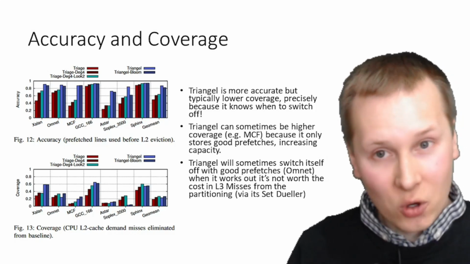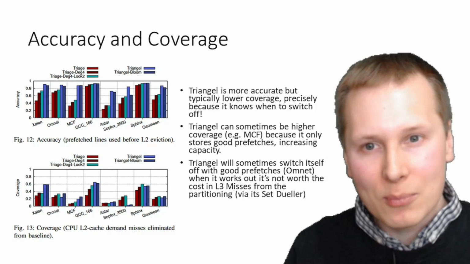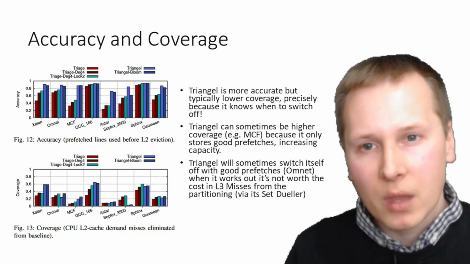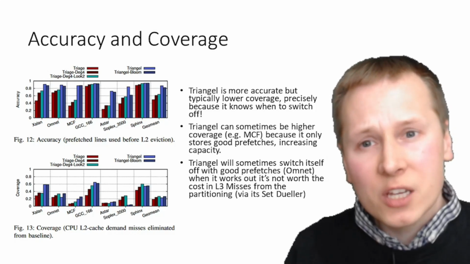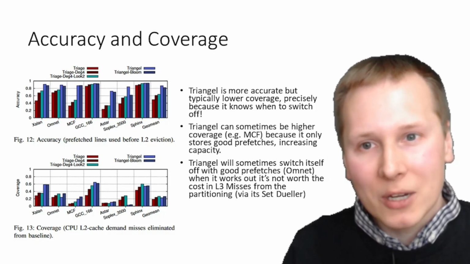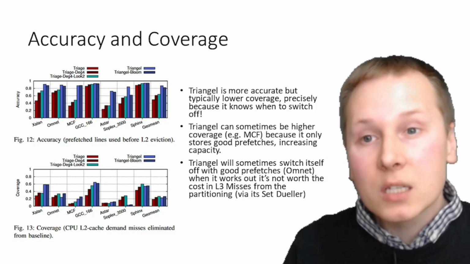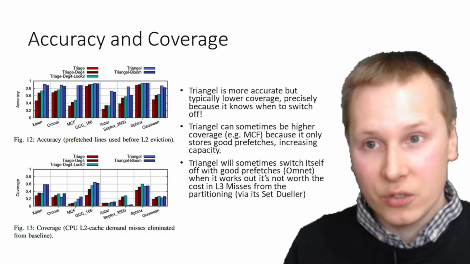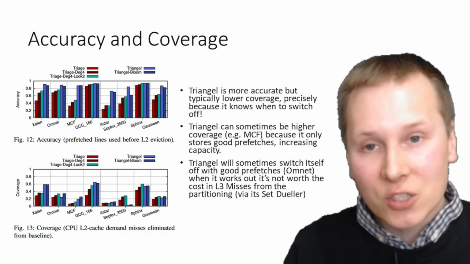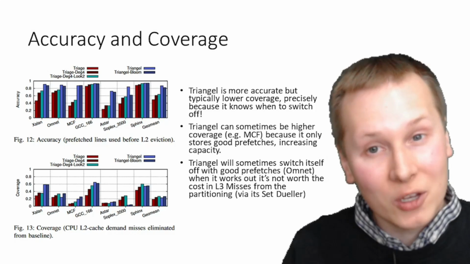So Triangel is of course a lot more accurate because it deliberately tries to optimize for that with its samplers. And it's a lot lower coverage in some cases, again on purpose, because it knows when to switch itself off. But sometimes Triangel is higher coverage than Triage because it can filter out the bad prefetches and therefore store more of the good prefetches.